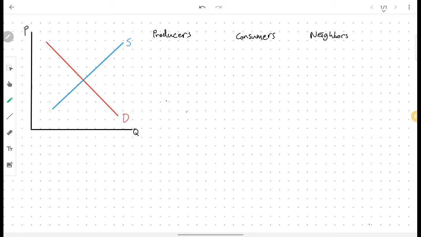I somehow just forgot how many O's there are in neighbors. I'm still not confident about that. That's okay. So producers, consumers, neighbors.